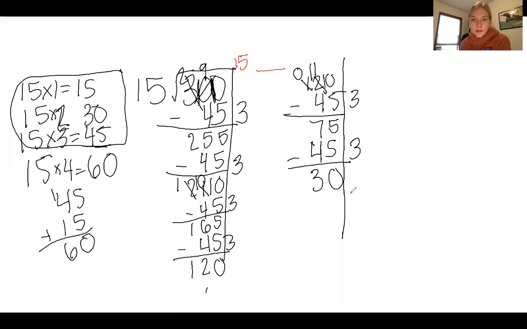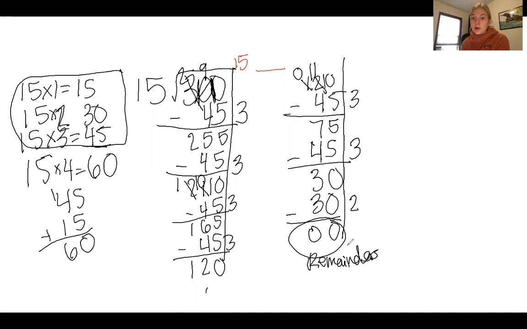Oh, so I'm going to put my 2 down now because 45, that fact is too big. So I know that 15 times 2 is 30, and I'm going to see what we have left over. 0 minus 0 is 0, and then 3 minus 3 is 0. So I have no remainders. That's where they would be, right here. These are called our remainders. And since we have 0 remainders, we can just add up our answer.